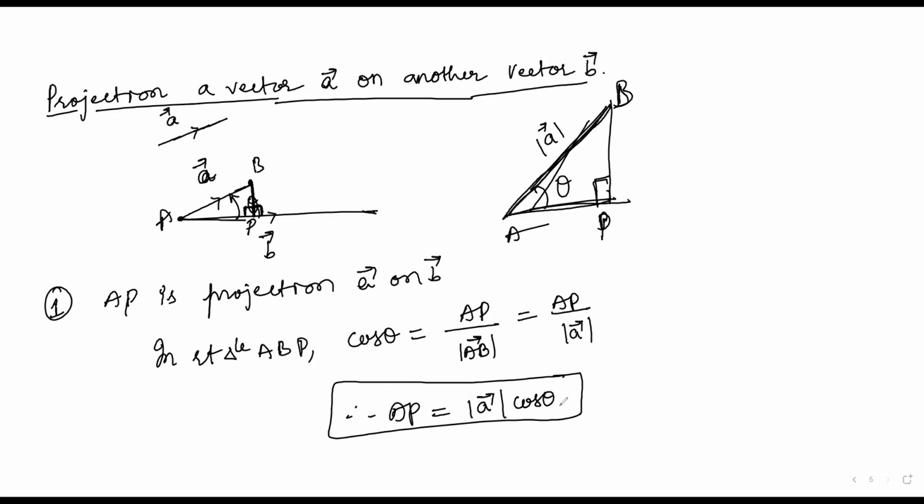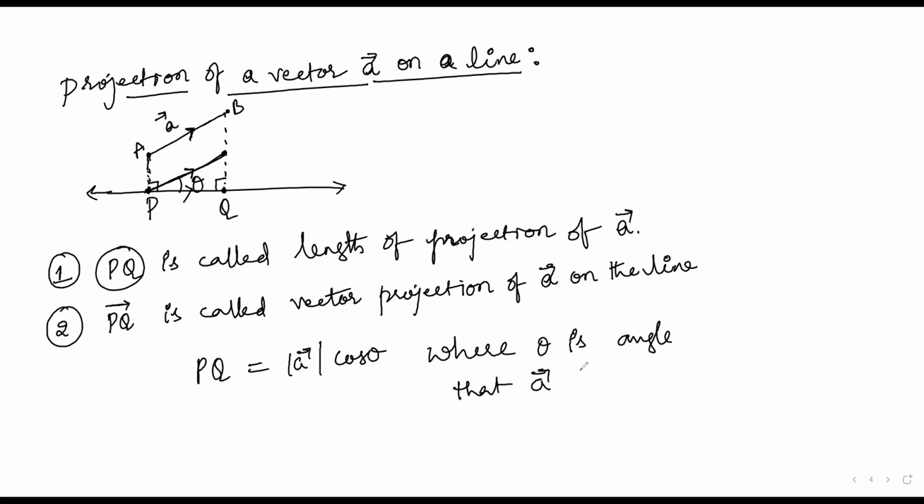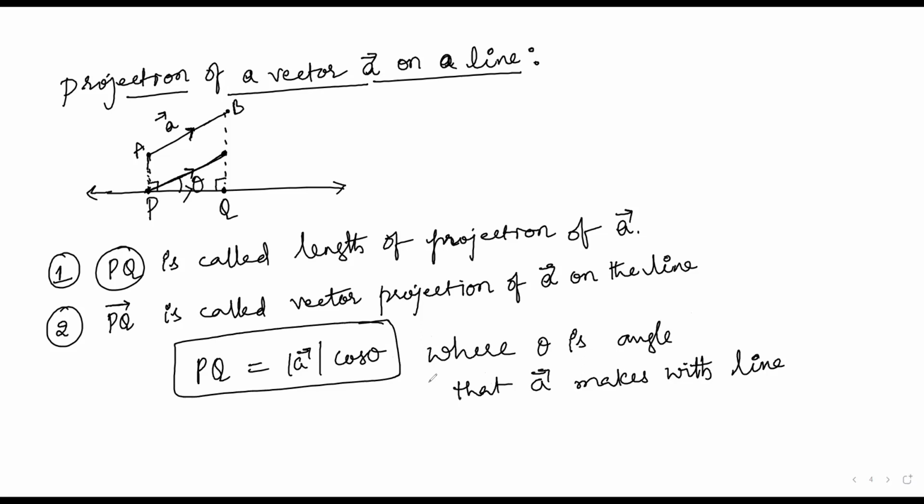But you don't know what theta is. To find out, you see here. Your angle is what is required. Here also, PQ is the same thing. PQ is mod A cos theta, where theta is the angle that the A bar vector makes with the line. So to find the projection of A bar on the line, what you need is the angle between them.